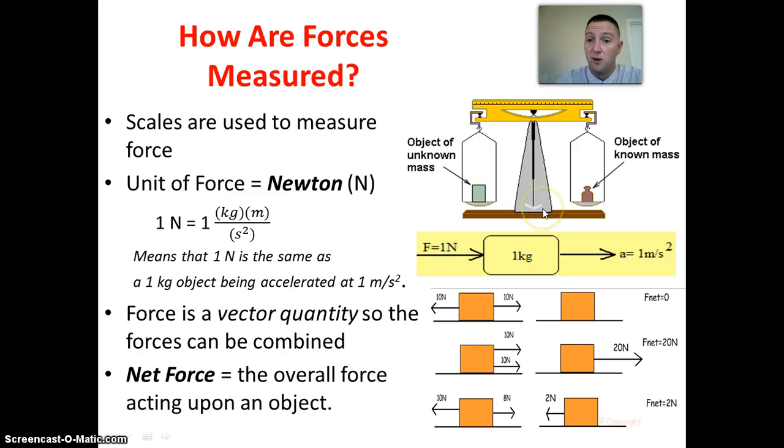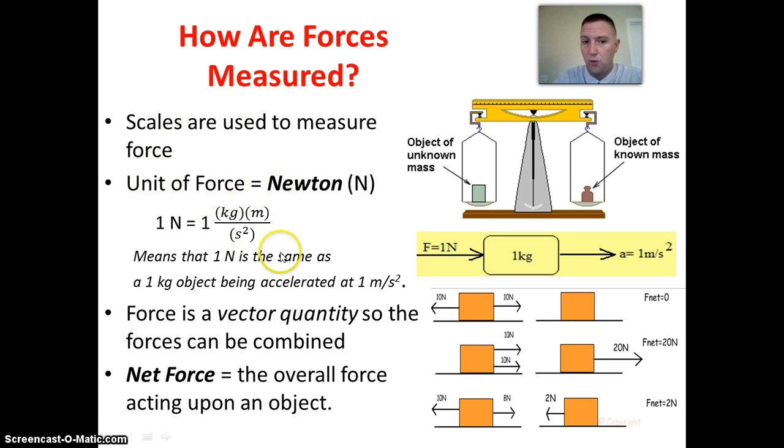Nowadays we use springs or we use force sensors, but the concept is always the same. We're comparing an object of unknown mass to an object of known mass, and therefore we can figure out how much it weighs, or the force of gravity acting upon an object. We measure force in newtons. Sir Isaac Newton did a lot of work with motion and forces, and therefore they named the unit of force after him. All right?